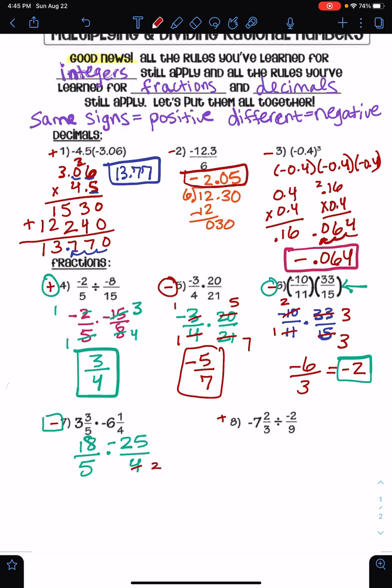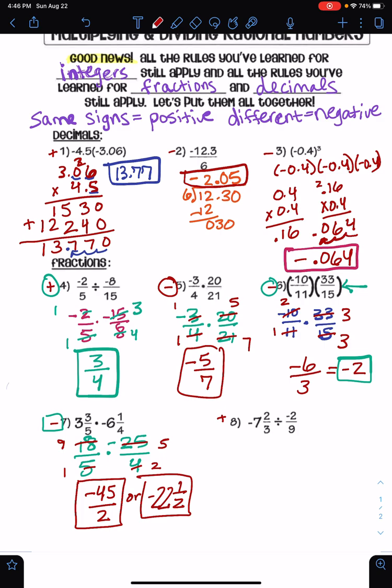2 goes into 4 twice. 2 goes into 18 9 times. 5 goes into 5 once. 5 goes into 25 5 times. So 9 times -5 is -45. 1 times 2 is 2. I like this answer. It's totally fine to leave it improper, or if you want to, you can say -22.5. I would accept either one of those as a correct answer.